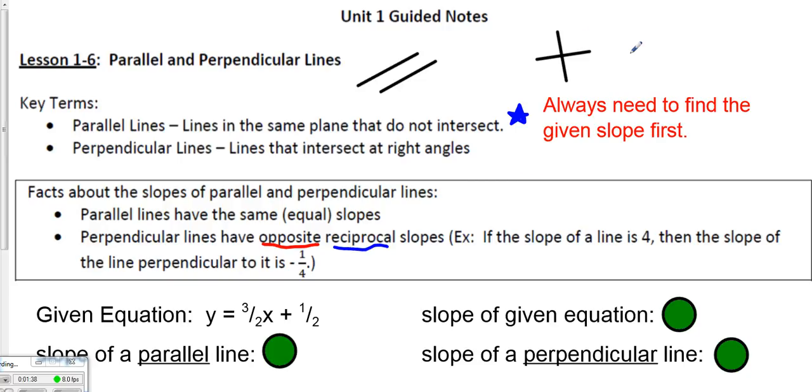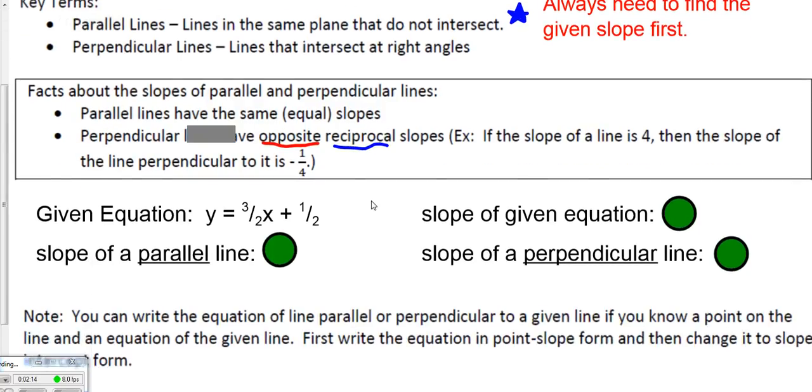So let's say this line here had the slope 1/3. Well, opposite would say, as we go to the new slope, opposite makes it negative, because this was positive, so it's negative. Reciprocal means flip those numbers. So 3/1. Negative 3/1, or -3. If this line was 1/3, this line would be -3 for their slopes. So perpendicular, opposite reciprocal. Parallel, equal. They're the exact same slope.